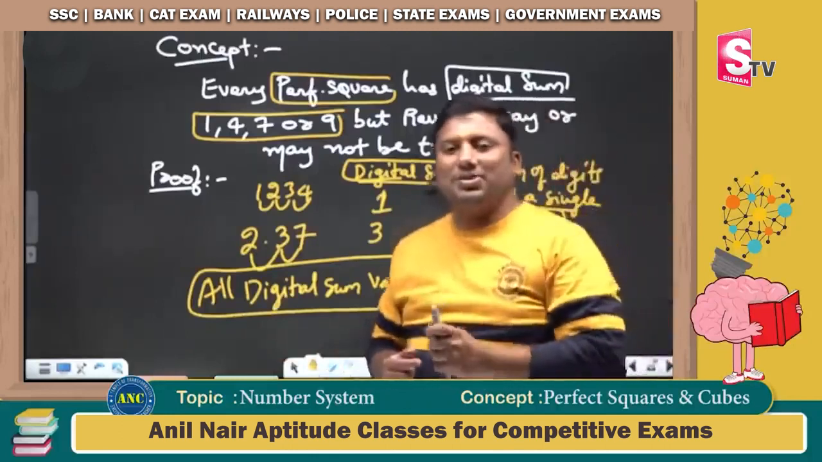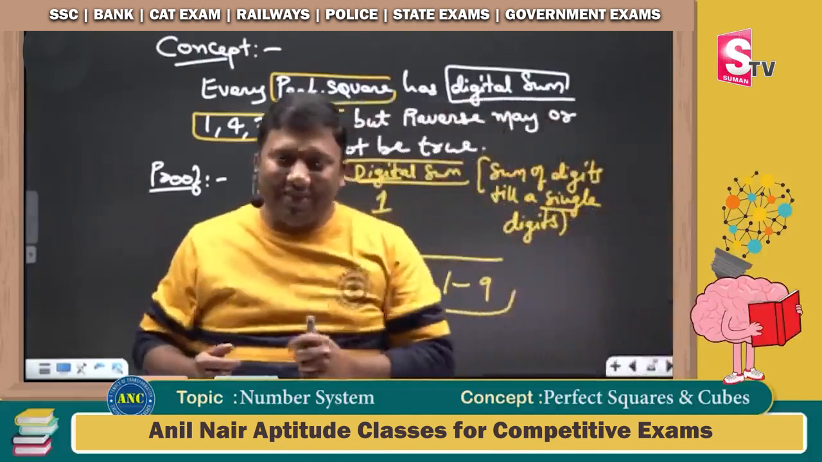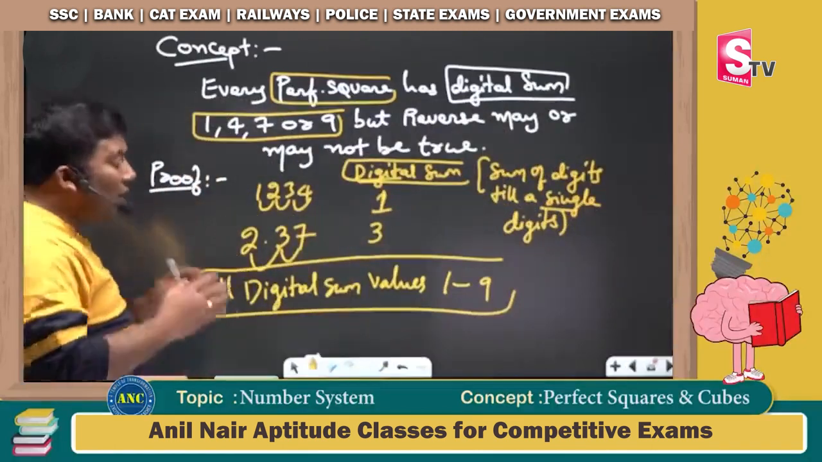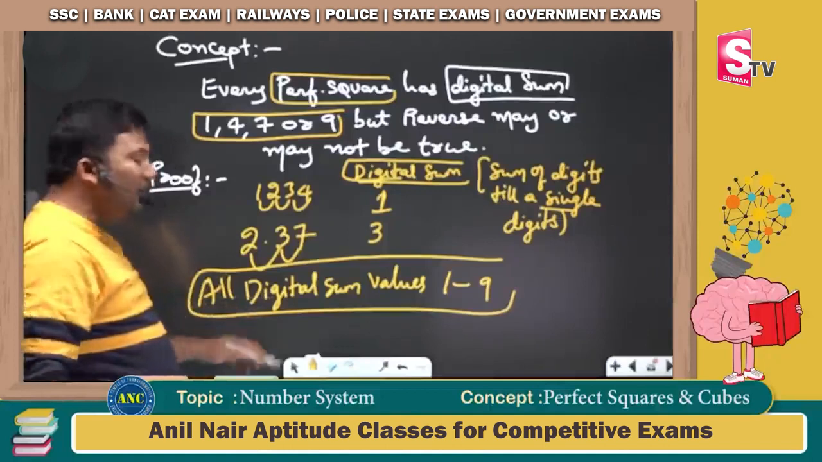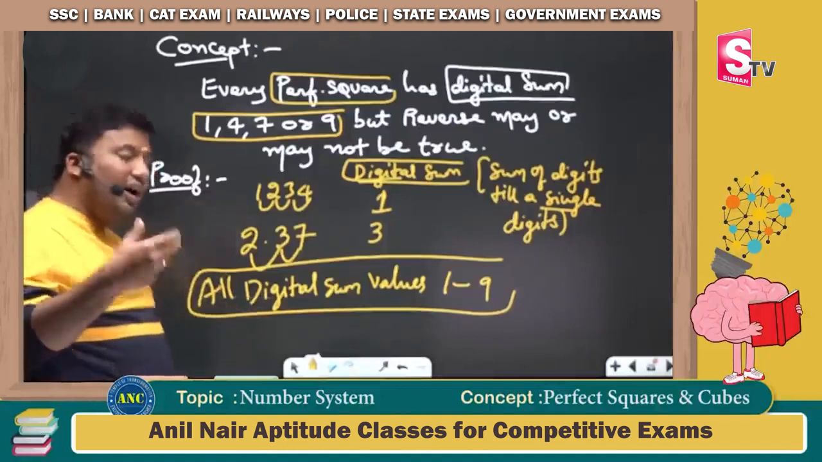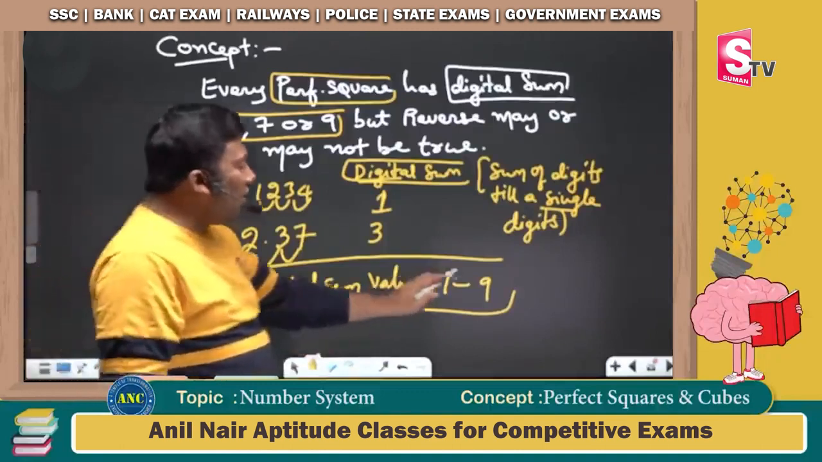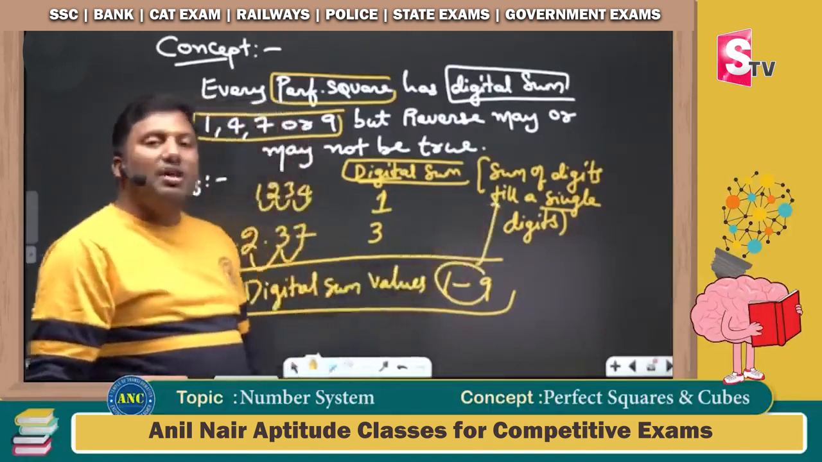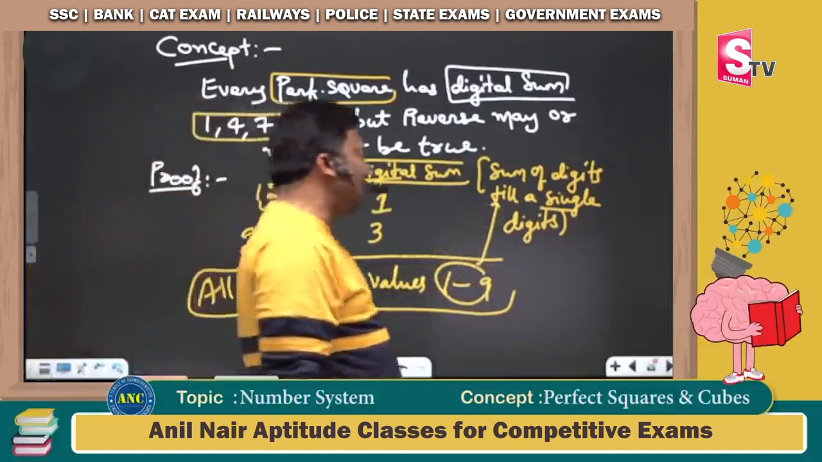0 is not possible. If you add the digits, digit 0 is not possible. So what are all the values the digital sum will take? It can take 1, 2, 3, or up to 9, because these are all the single digits that are possible. Digital sum is the sum of the digits till a single digit is obtained.